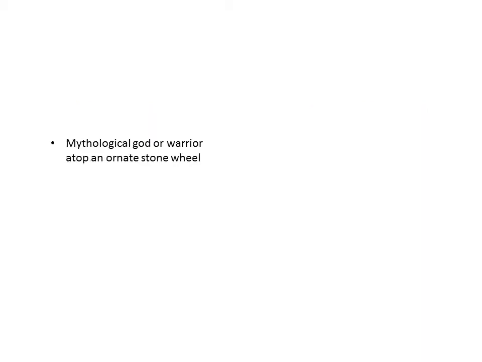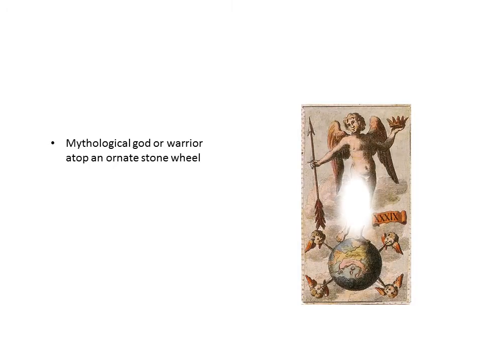The next, we have a mythological god or warrior. This is different. Atop the ornate stone wheel in the Minchiate Florentine world card. Now, this character is holding a kind of winged helmet or a crown we see coming back from the original tarot that we were showing in the Cary-Yale Visconti.